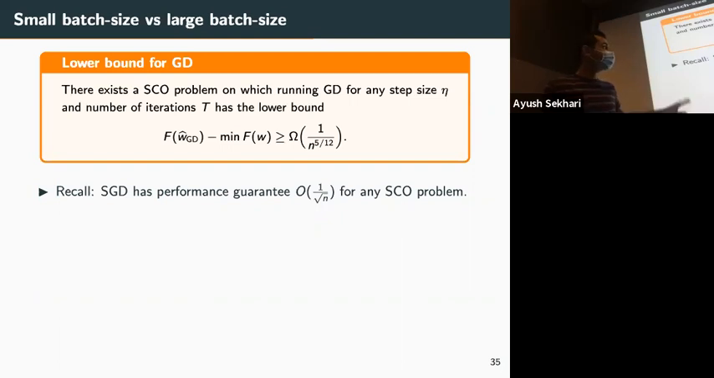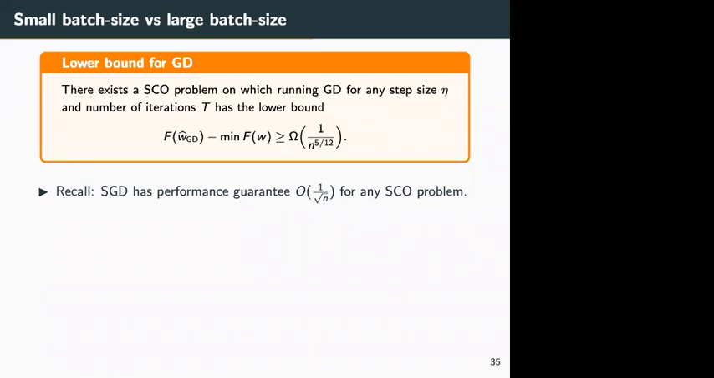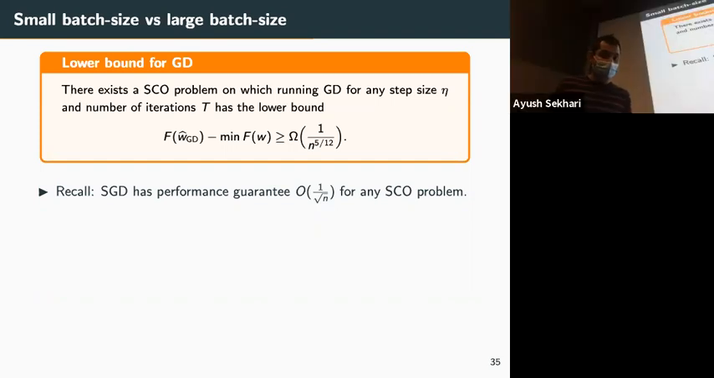So for any SCO problem, SGD has 1 by root n rate. On the other hand, in the class of SCO problems, there exists a problem where GD has a 1 by n to the 5 by 12 lower bound. So this is a worst case comparison over the set of SCO problems. Okay, so it's the difference between n to the 6 over 12 and n to the 5 over 12. Exactly. Okay.